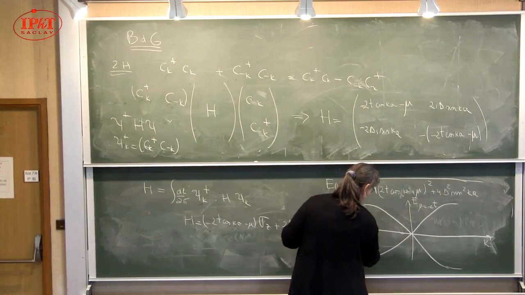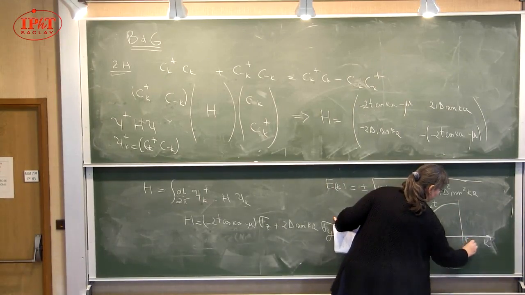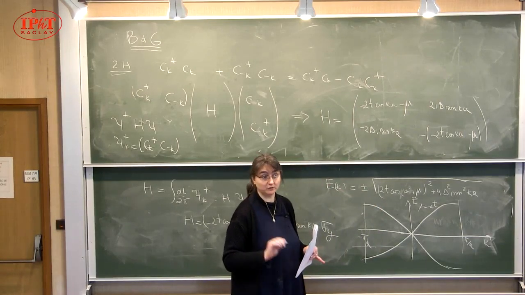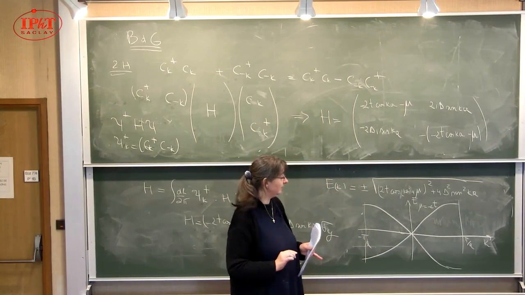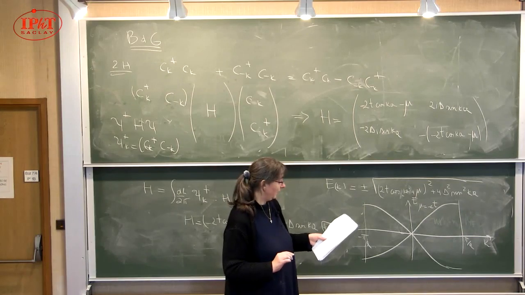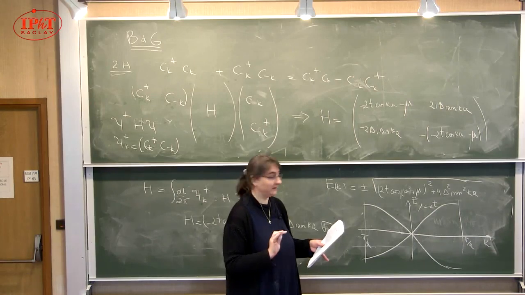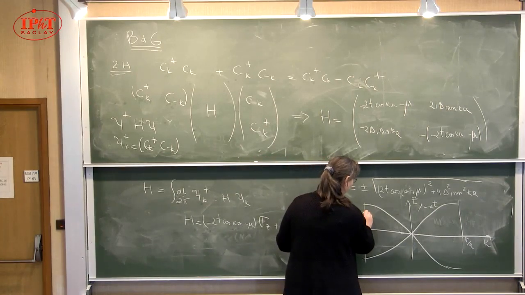Let's put here minus pi over a and pi over a. Okay. So I have a gapless thing at mu equals minus 2t. If I increase mu a little bit above mu equals minus 2t, then the system is becoming gapped. So I'm giving you an example here.